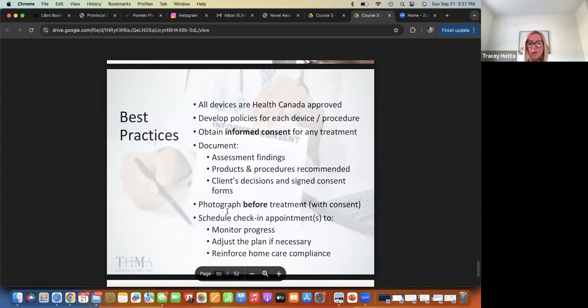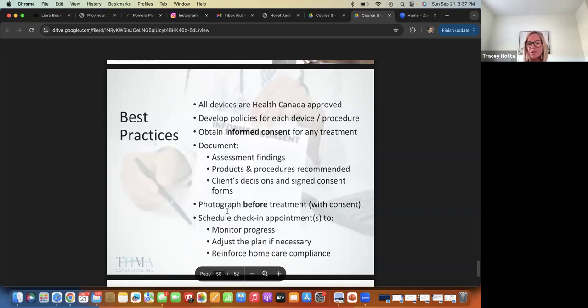You want to schedule check-in appointments to monitor their progress. So we actually do this if somebody starts on new skincare as well. We monitor their progress. We may get them back 6 weeks later. We may get them back 3 months later. Do you have any questions? Is there any problems? And we take photos as well.